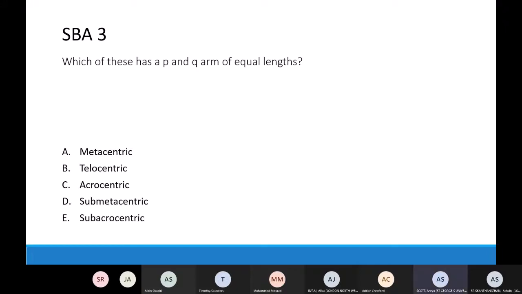Okay, I'm gonna stop the poll now. Okay, so I can see people have picked A and B. A majority have picked A, which is correct. So when the P and Q arms are of equal length, it is metacentric. I'll go over these ones. Acrocentric does not exist. I just put that in there to trick people.